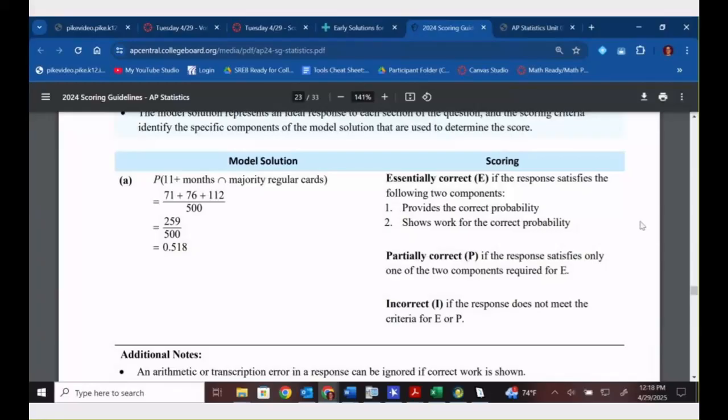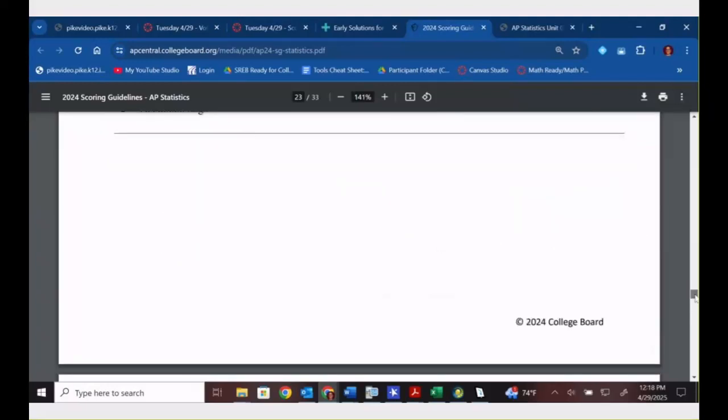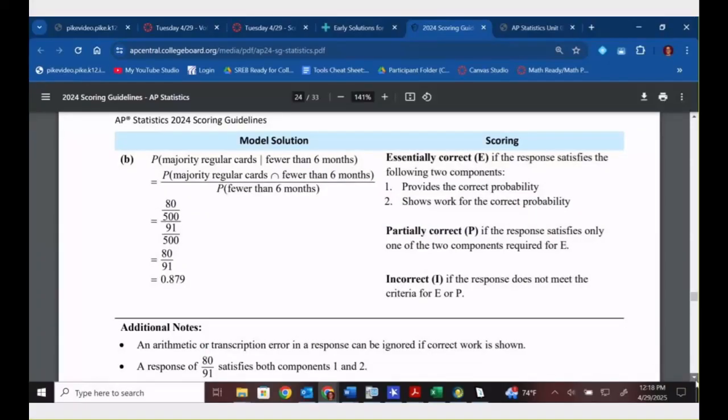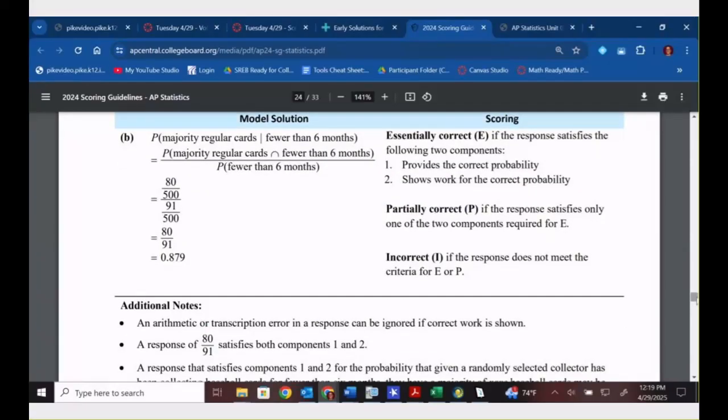Are you ready for part B? Part B, 2 components here also, provides the correct work and provides the correct probability. So we have the majority of regular cards given fewer than 6 months. You'd have the intersection here over fewer than 6 months. They do not need to have the text, but they do need to have the work. 80 over 91, which would give us 0.879.